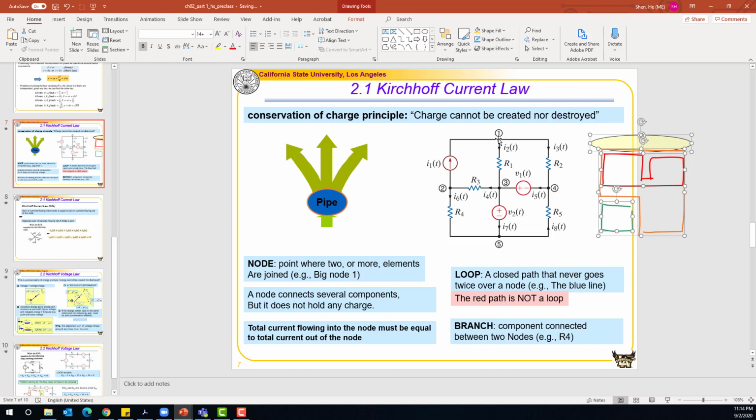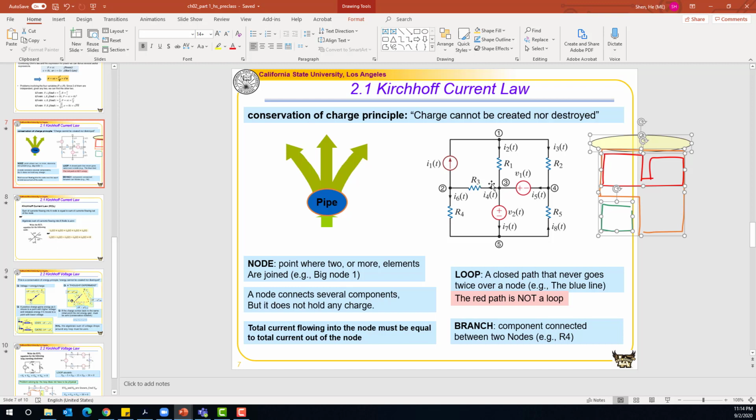So this is our node 1. It's connected between the current source, resistor R1, and resistor R2. So this is a joint. This is also called a node. And similarly, we have node 2 here, node 3 connected to these 4 different branches, node 4 connected to 3 branches, and this is our node 5.